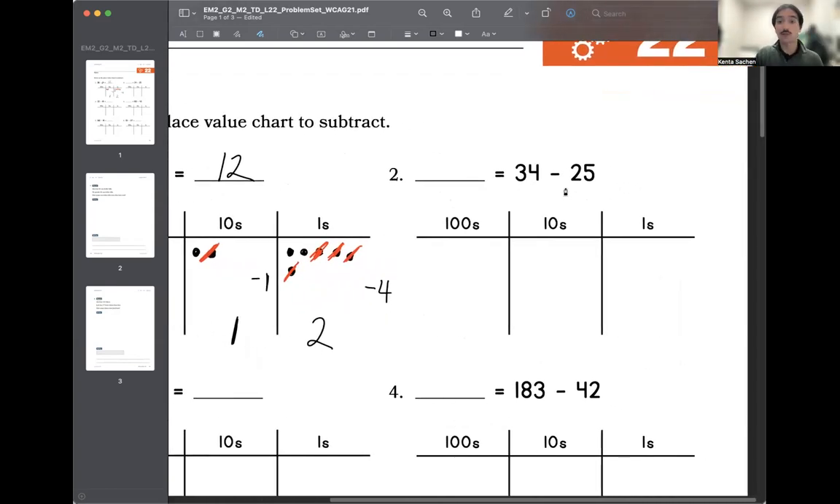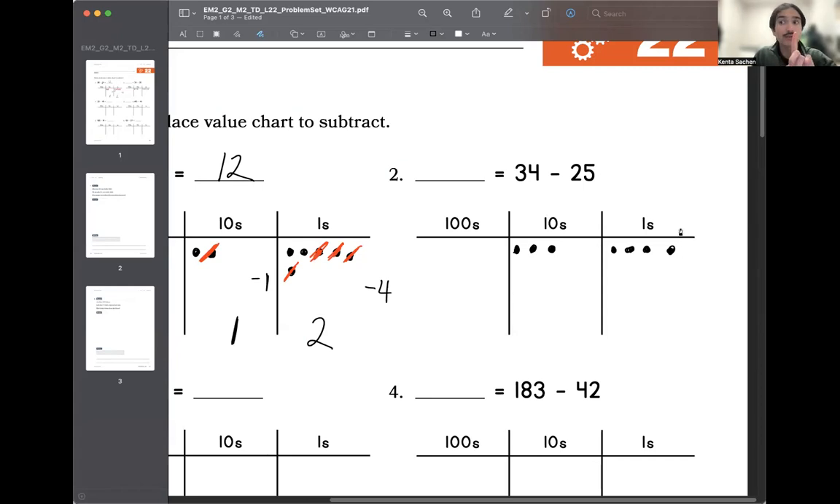Okay, so this one is 34 minus 25. So let's start by drawing 34 on this place value chart. Okay, so how many 10s do we need here? Yep, we need 3 10s. 1, 2, 3. And how many 1s do we need here? Yeah, 4. 1, 2, 3, 4. Okay, so now I have 34. Now I'm ready to start subtracting 25.